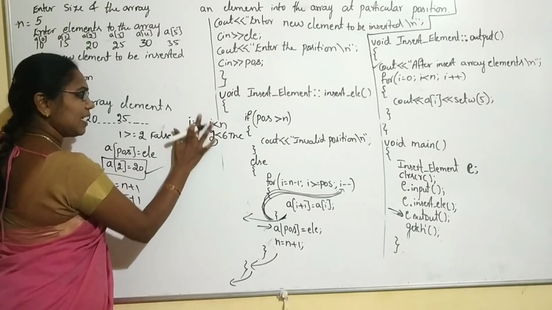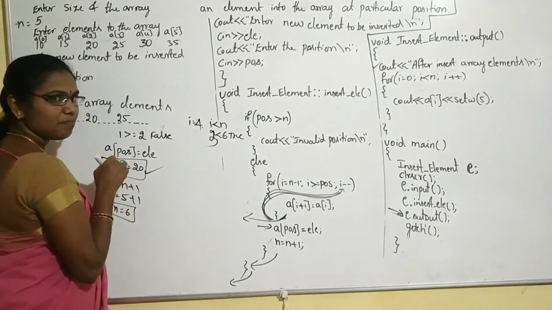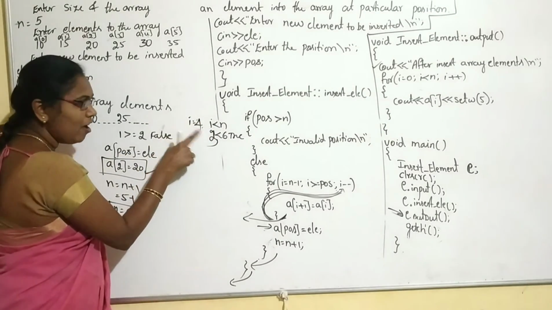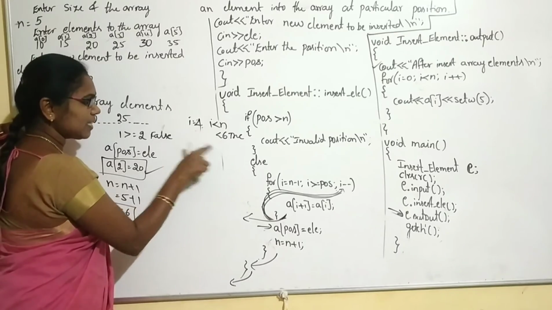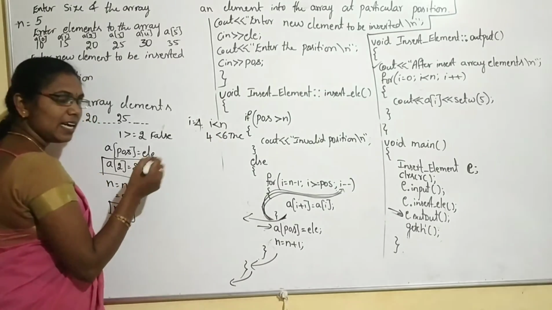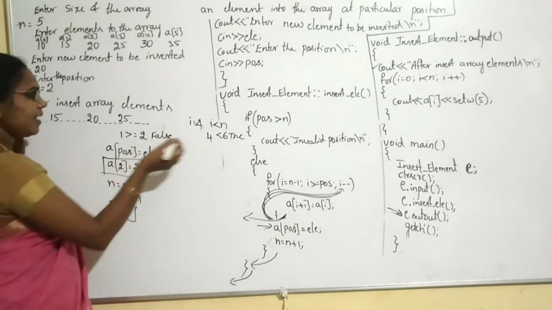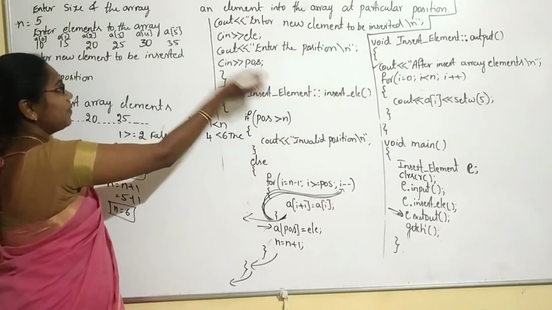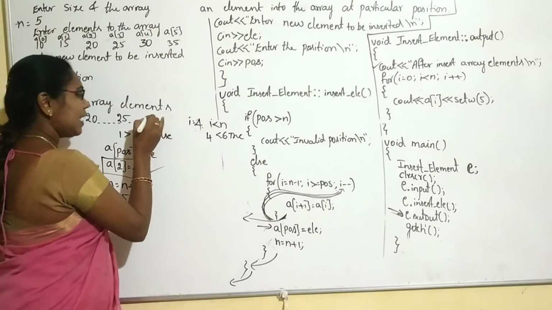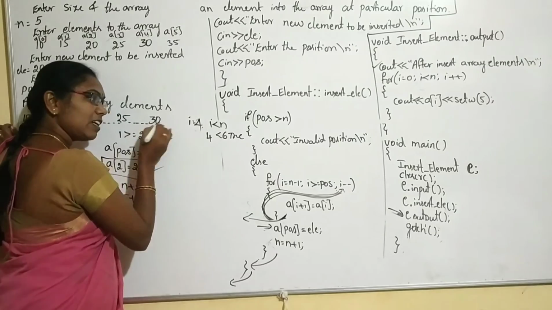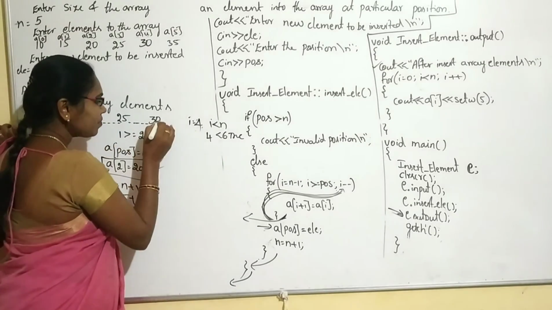Then it will take the incremented value of I. I is incremented to 4. So 4 is used to check the condition. 4 is less than 6. Again the condition is true. Then it will print the A of 4 value. At position 4, the element 30 will be present. That 30 will be displayed here.